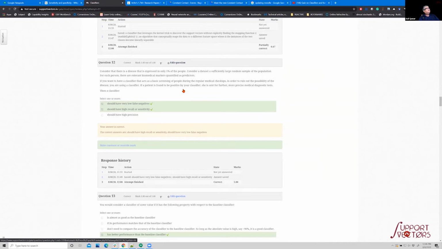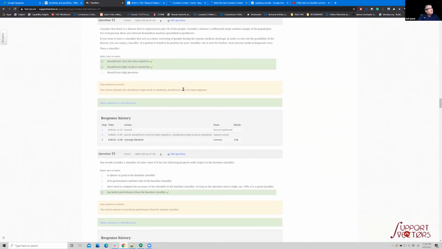That was for review. So this problem is something I sort of told you the story of, a quack, in the class. Suppose you have a disease that's expressed in 1% of the people. Consider a data set that is a sufficiently large random sample of the population. For each person, there are relevant biomedical markers quantified as predictors. If you want to have a classifier that acts as a basic screening during the regular medical checkup, in order to rule out the possibility of the disease in the beginning, what do you want, guys?